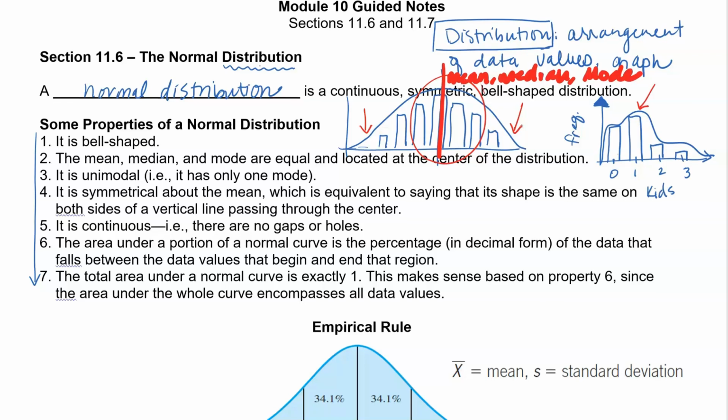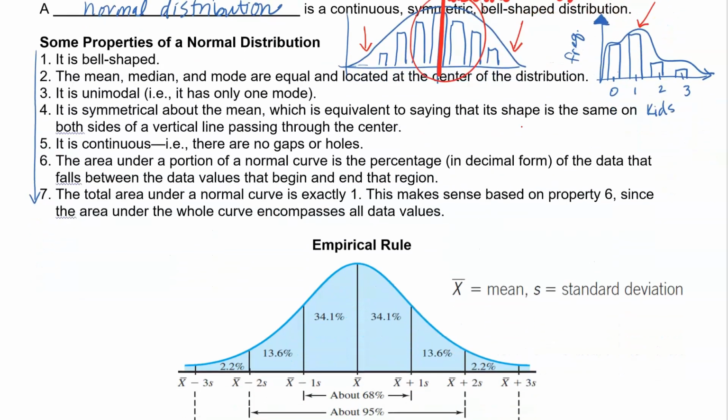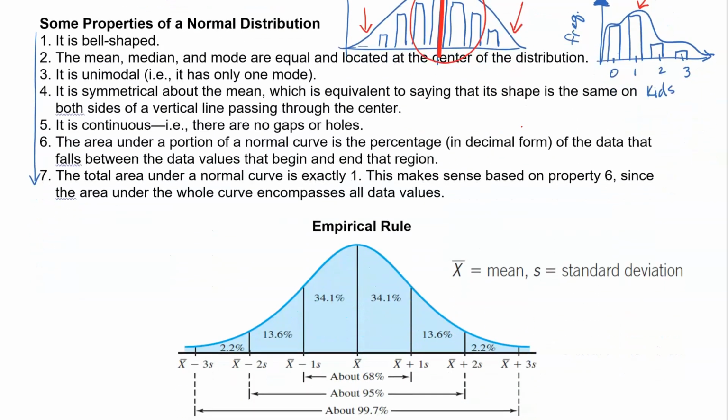Number 7 is also a really important one. Well, number 6 also. So let's talk about 6 first. So the area, okay, under a portion of the normal curve is the percentage in decimal form of the data that falls between the data values that begin and end that region. So for example, let's actually look down here at this picture that we have. It's labeled empirical rule. So we'll talk about number 6 and the empirical rule at the same time.